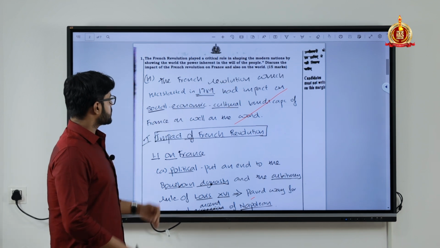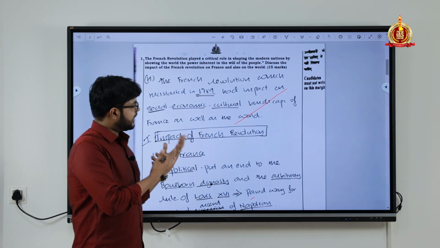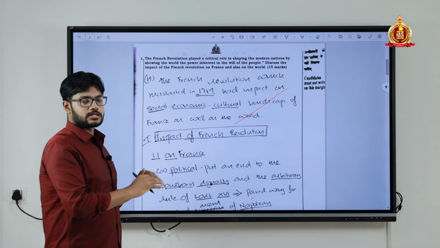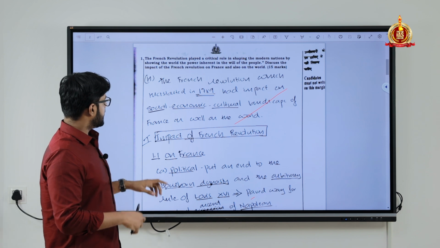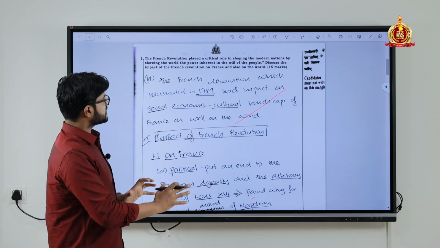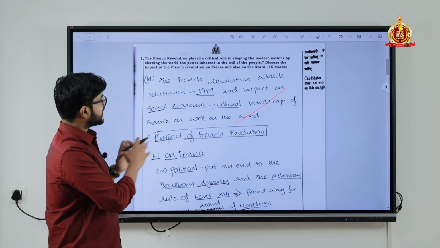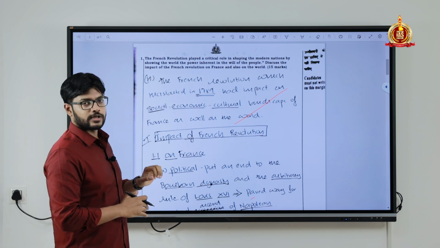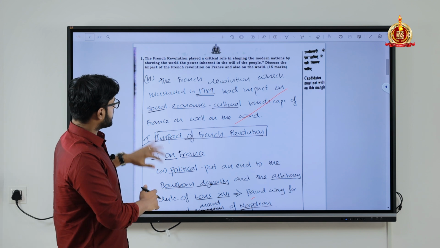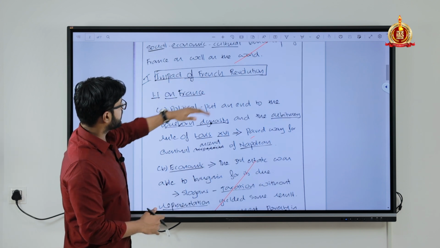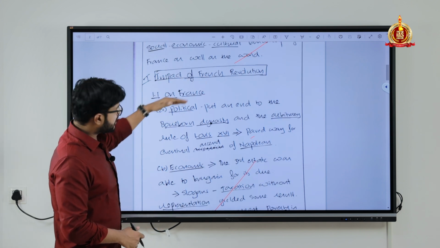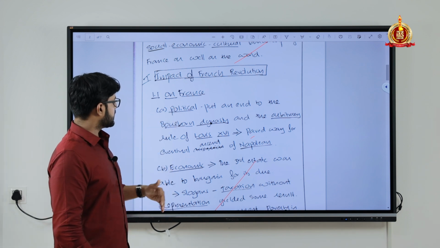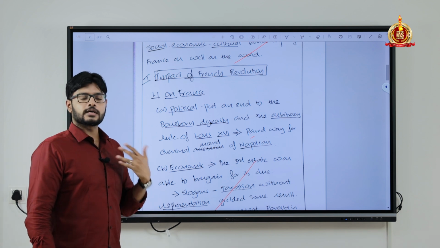world. So what Akhil has done, he has given a very simple introduction, very crisp, maybe 20-25 words, and then he has started using subheadings straight from the question. Impact of French Revolution. The question is impact of French Revolution. So he has divided the question into impact of French Revolution first on France. For France he has done this multi-dimensional analysis: political, economic, social, cultural.